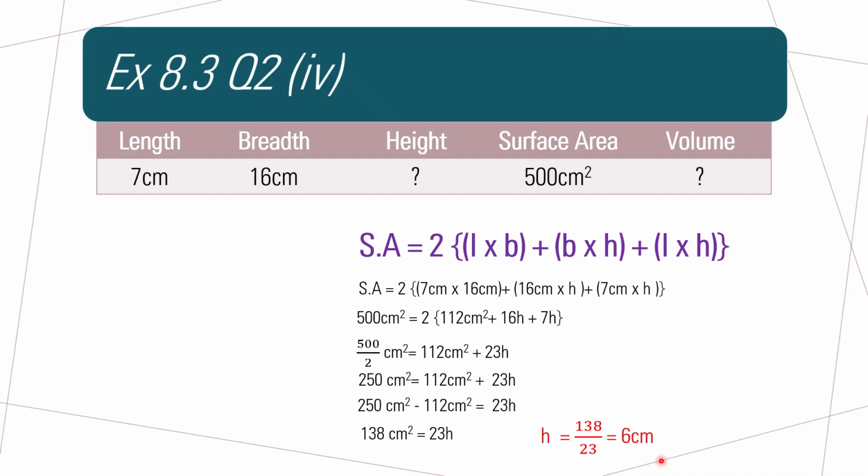As the height of this cuboid is known to us now, we can easily find out its volume. The formula for volume is length into breadth into height. Put the values of all three dimensions into it. Length 7 cm, breadth 16 cm, and height is 6 cm. After multiplication, we get 672 cm³ as a volume.